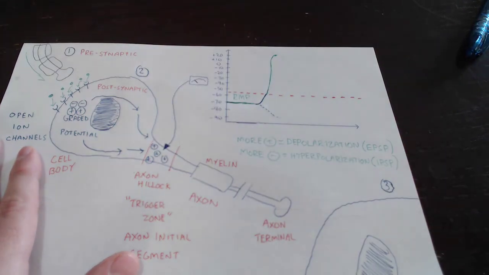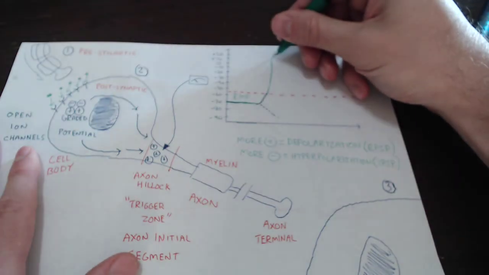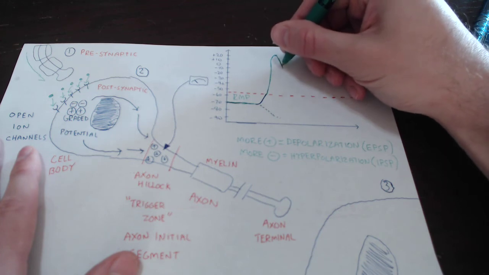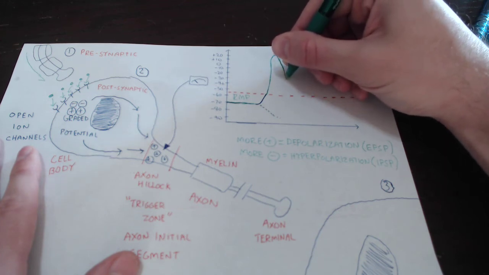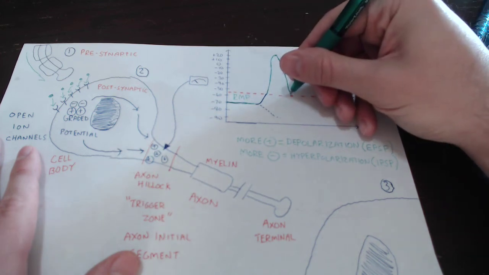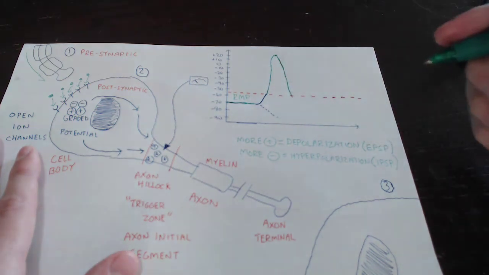Potassium has a concentration gradient that is flipped compared to sodium. So if we open potassium channels, potassium is going to move from the intracellular fluid to the extracellular fluid, so the inside would become less and less positive, more and more negative. That starts the repolarization phase. No more sodium coming in, potassium leaving. So we're going to let potassium out into the extracellular fluid.